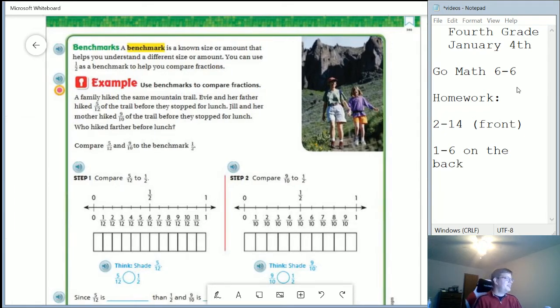So hopefully I don't confuse anybody with that. So we are going to use a benchmark. It's a known size or amount that helps us understand a different size or amount. Like I mentioned, we can use 1/2 as our point of comparison. So if we want to compare 5/12 to 1/2, we could go ahead and look right here.